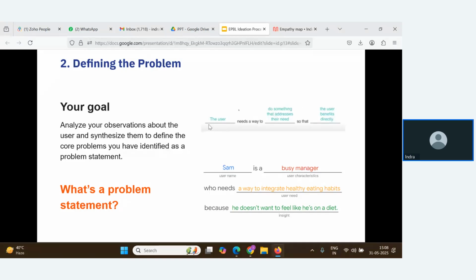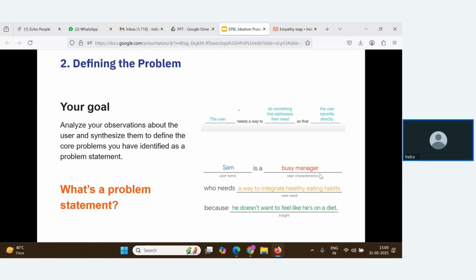You can see there are certain blank fields, and in those blank fields, they are mentioning the details of a particular user and his problem. The user is the person, who is willing to do this thing so that he can achieve something. Similarly, we have this example: Sam is the user. He is a business manager. These are his user characteristics. He needs a way to integrate healthy eating habits. This is his user need, so that he doesn't feel like he's on a diet. This is the insight, something that we learn about Sam's feeling or motivation.